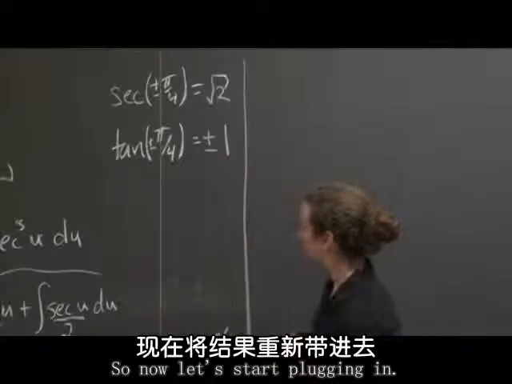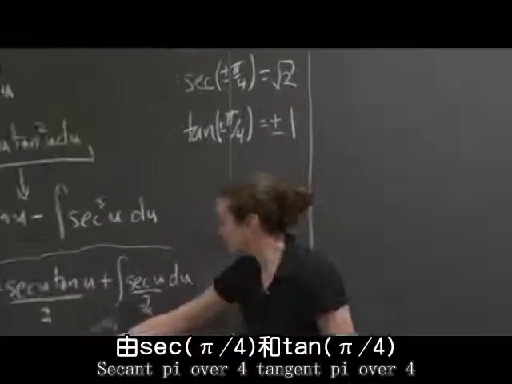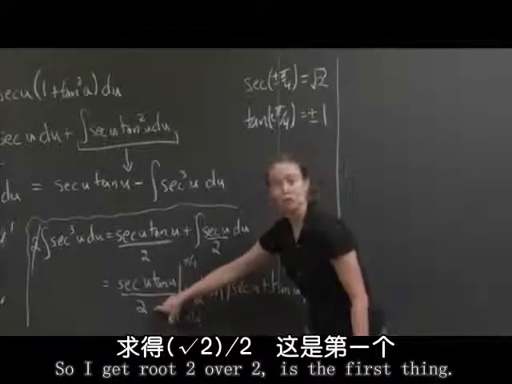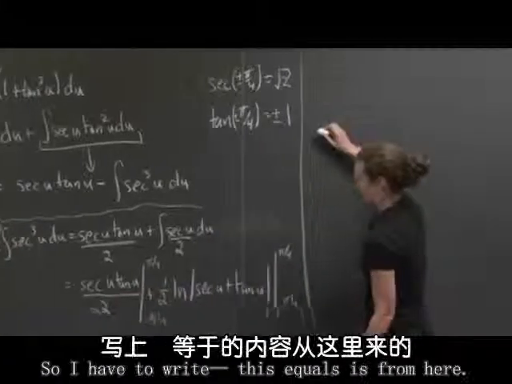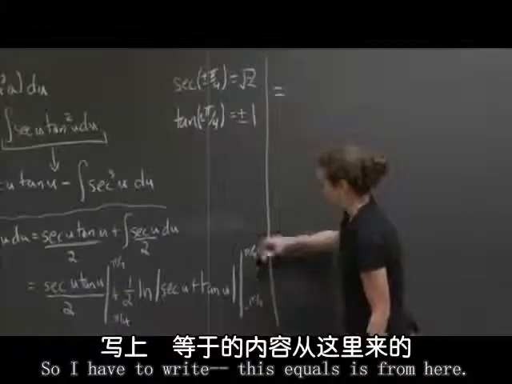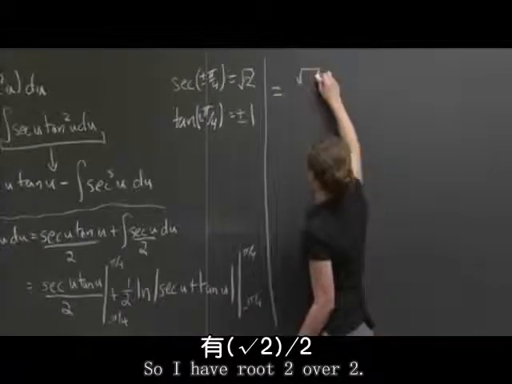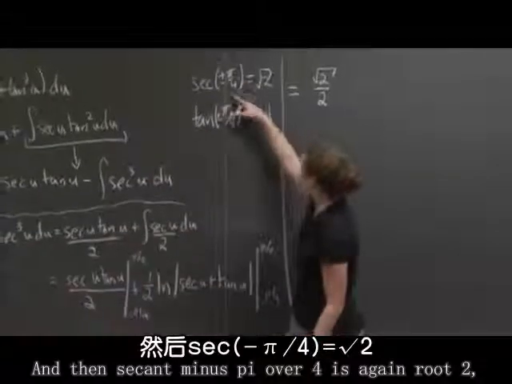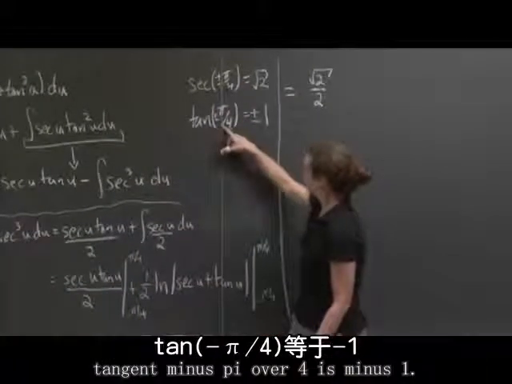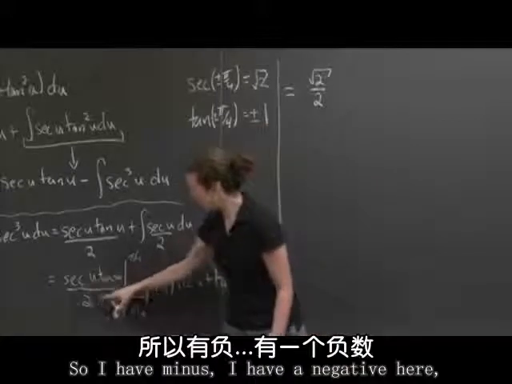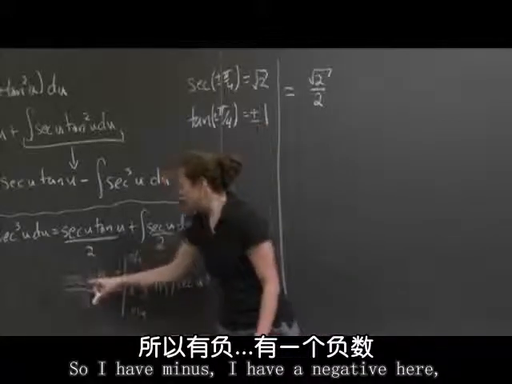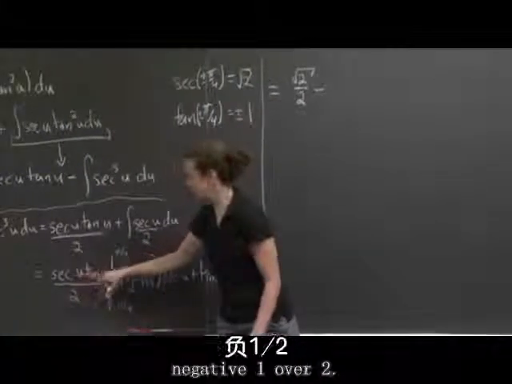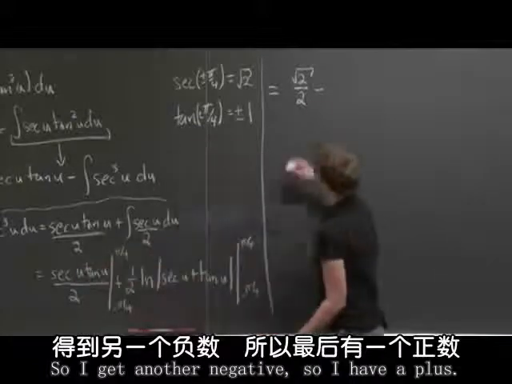So now let's start plugging in. Secant pi over 4, tangent pi over 4 gives me root 2 times 1 over 2. So I get root 2 over 2 as the first thing. So I have to write, this equals, from here, root 2 over 2. And then secant of minus pi over 4 is again root 2. Tangent of minus pi over 4 is minus 1. So I have a minus, I have a negative here, and then a root 2 here, and negative 1 over 2. So I get another negative, so I have a plus.